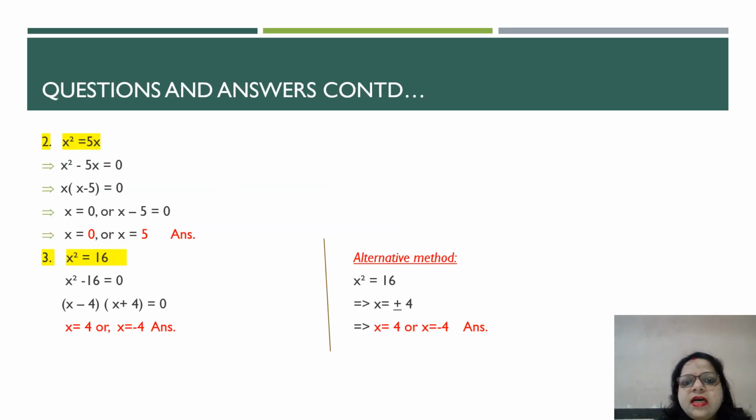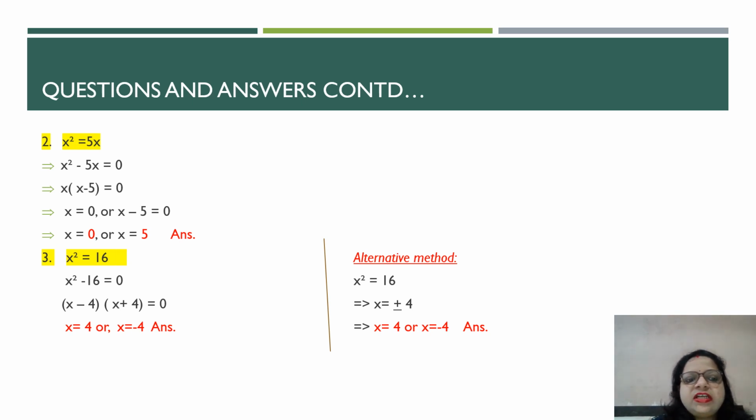Now the questions and answers are continued. Okay, x square is equal to 5x. Now x square is equal to 5x means this equation is of the form of ax square is equal to bx. Okay, we will bring 5x to the left hand side, so x square minus 5x is equal to 0. We will take x as common, and then x minus 5 is equal to 0. So x will be either 0 or x minus 5 will be 0. So x value will be 0, or x will be equal to 5. Okay.